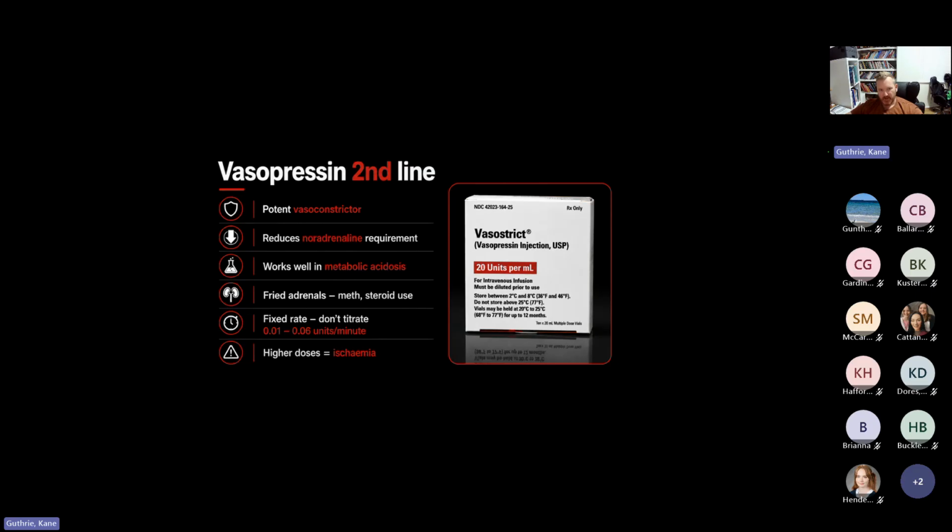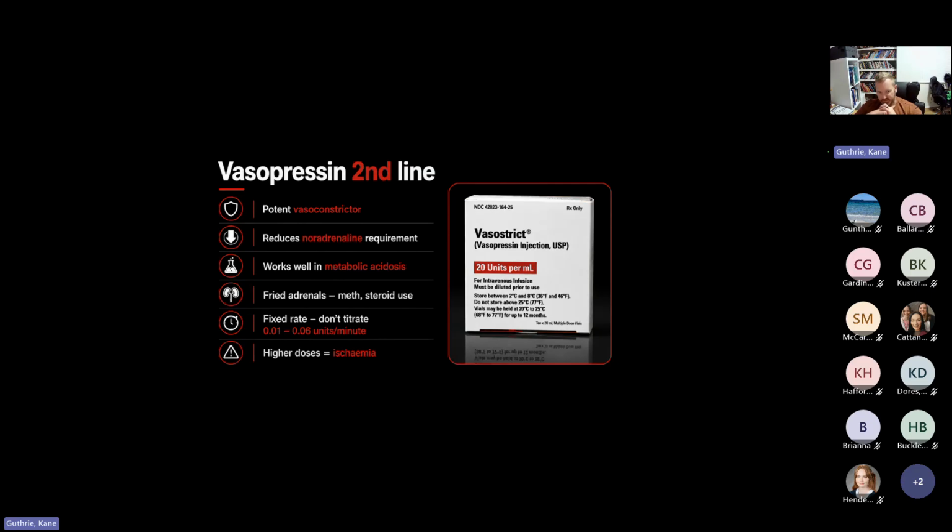Once we hit that 30 mics per minute, that's when we want to chuck in a second agent. Okay, and this is when we'll go for vasopressin. We target that V1 receptor. Vasopressin is a potent vasoconstrictor, and it works to reduce the noradrenaline requirements. Because it targets that V receptor, it works quite well in metabolic acidosis, where we know that the alpha and beta receptors are going to struggle.